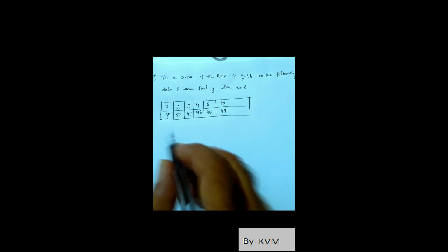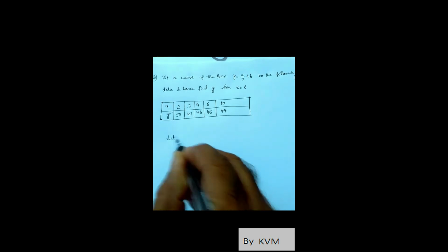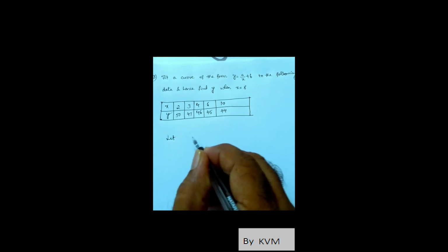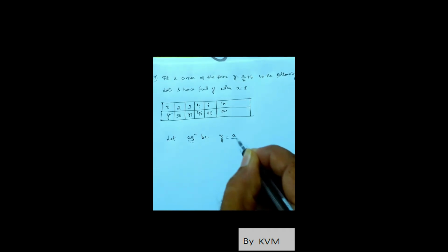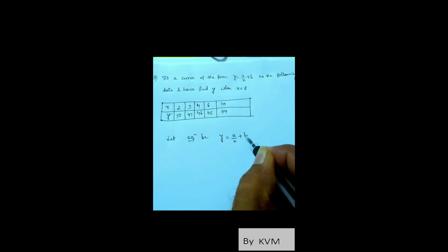So now let us take the equation of the form y equals a by x plus b, which is equal to a into 1 by x plus b.